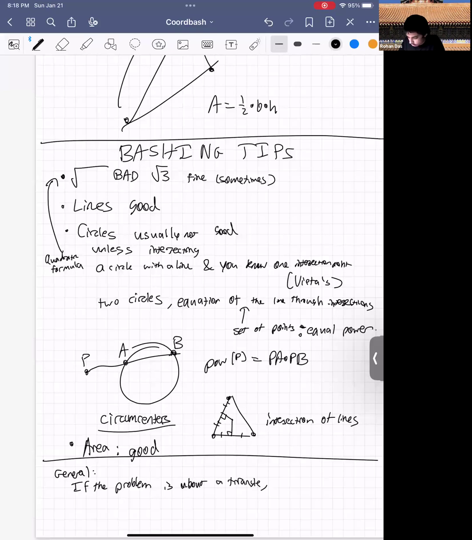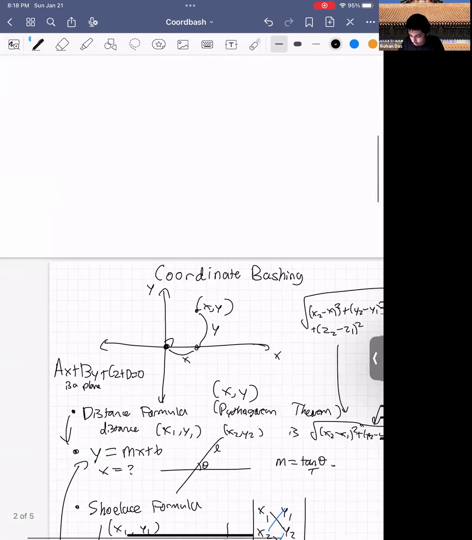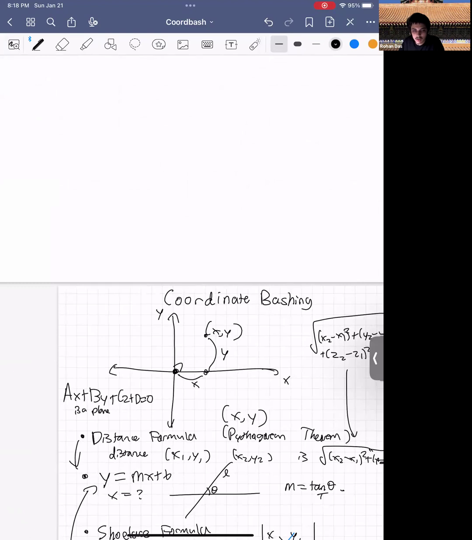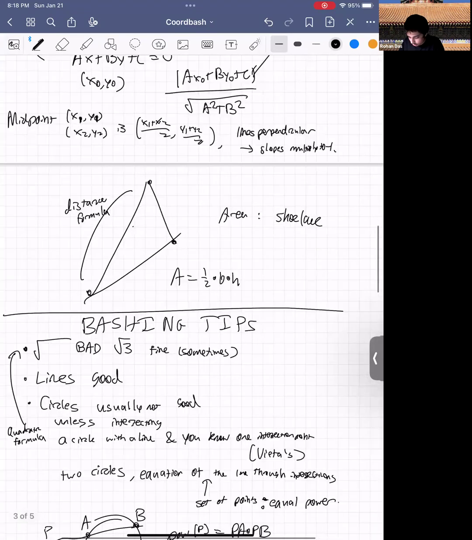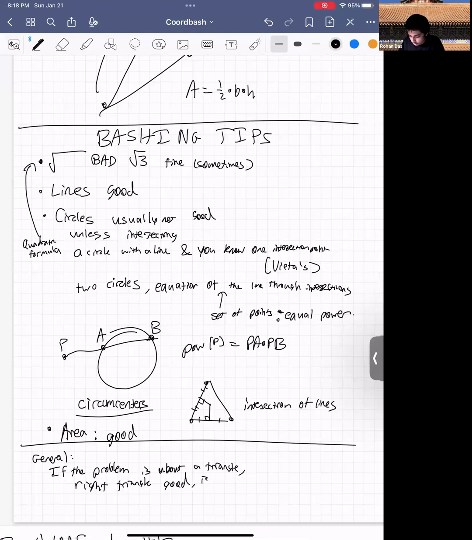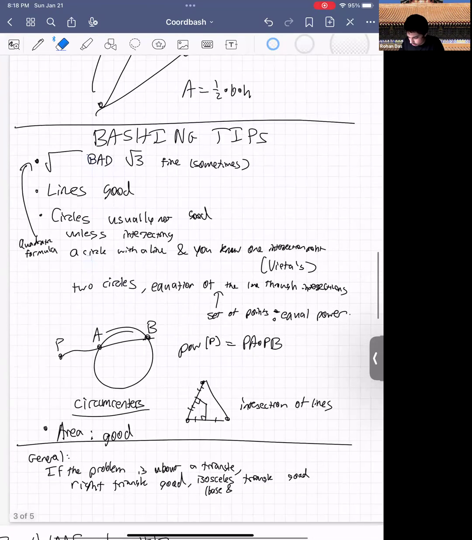And a right triangle is definitely good because then you can set the two legs to be the x and y axes. And an isosceles triangle is good because then you can set the base and, I forget the term, but the median of the opposite sides.